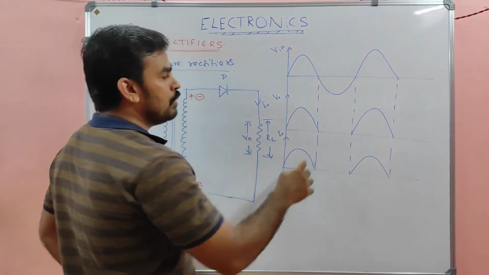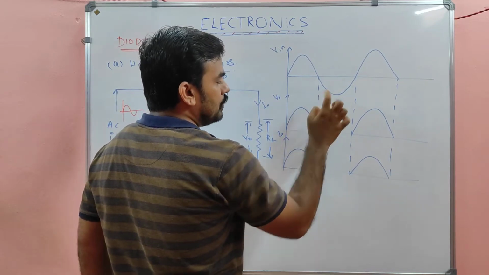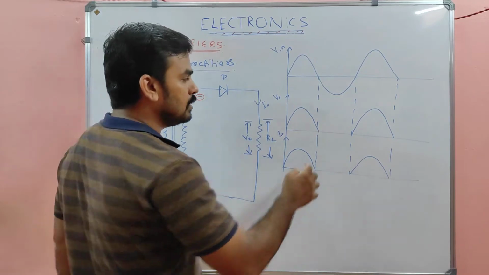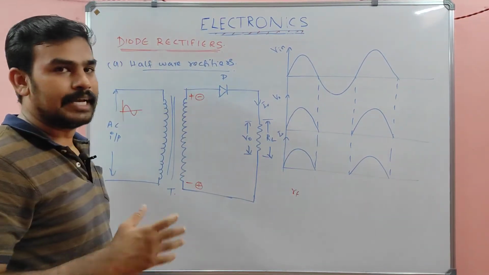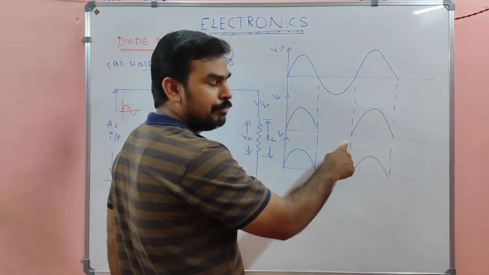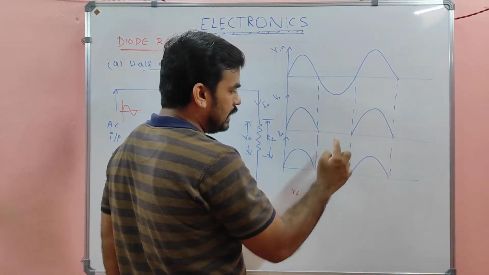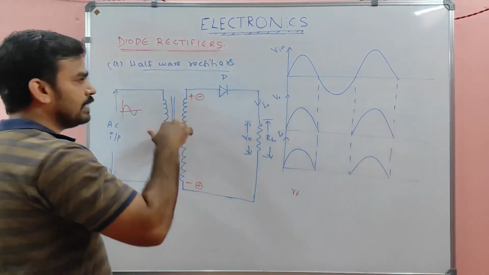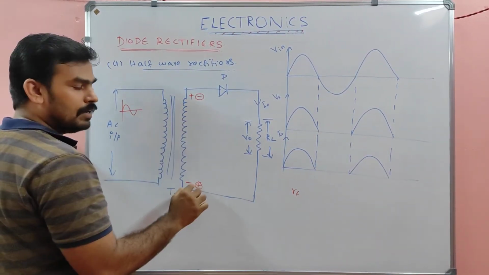So for the negative half cycle, my dears, there is nothing in the output voltage or output current, because the diode is not conducting here. The diode simply acts as an open circuit. There will not be anything, neither voltage nor current. And for the next half cycle, this thing will repeat again.